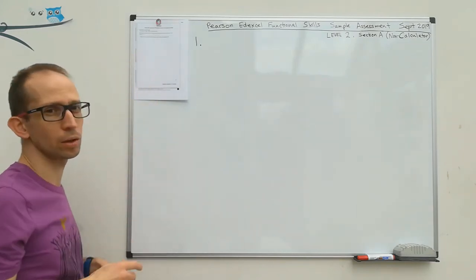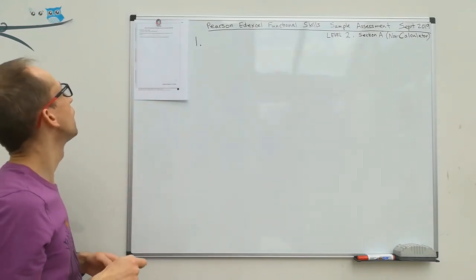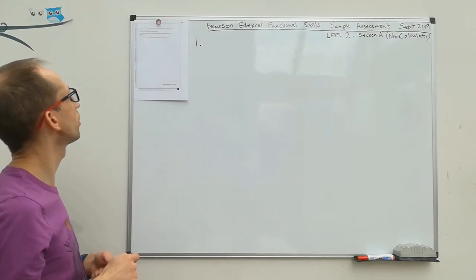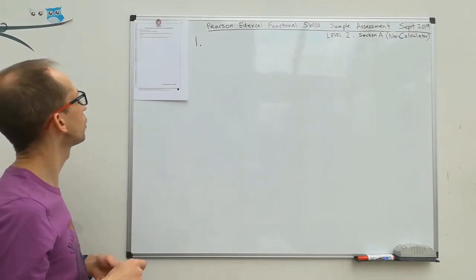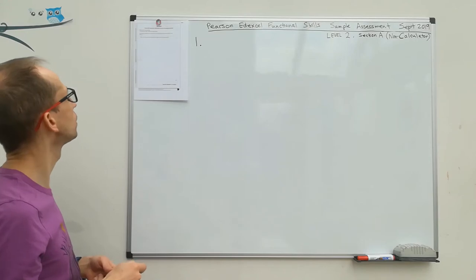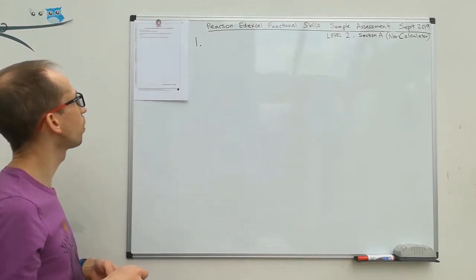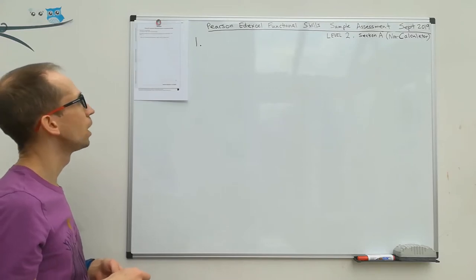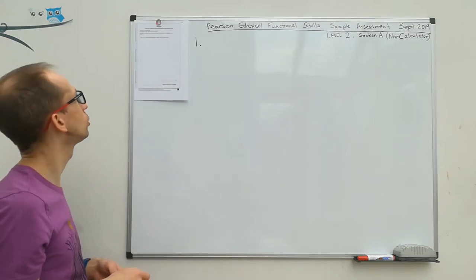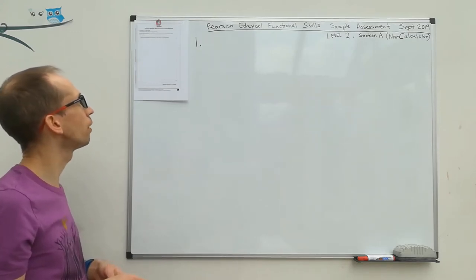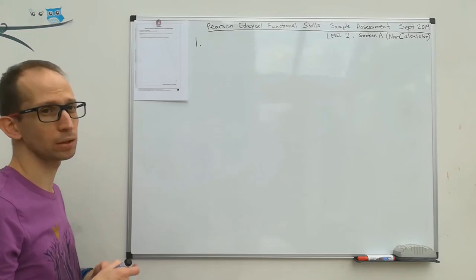I've got my question up here. Question 1. Rhea works in a paint shop. She needs to make 1,500 millilitres of purple paint. Rhea makes purple paint by mixing red paint and blue paint and white paint in the ratio 3:2:1. How much blue paint does Rhea need to make 1,500 millilitres of purple paint?